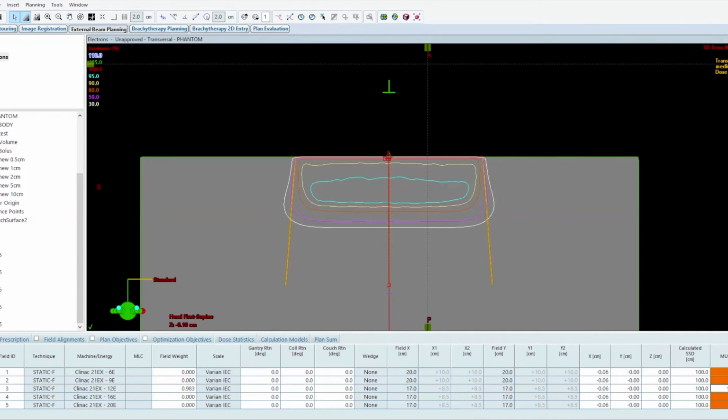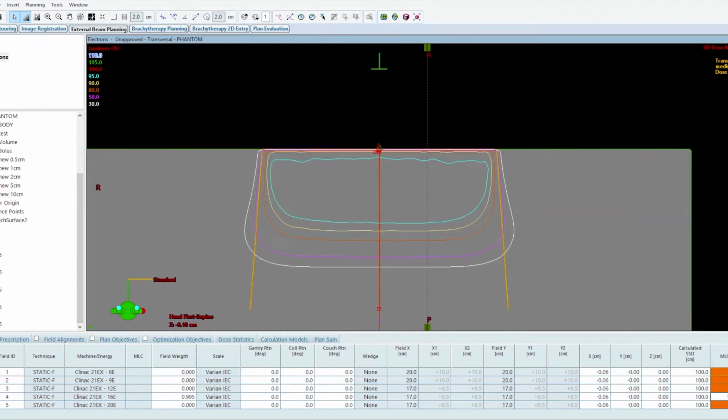Let me go back to 9E so you can see. 6E, 9E, 12E, and let me go to 16E next. So now 90%, you can take a look at the 90% isodose line and see how large it is.